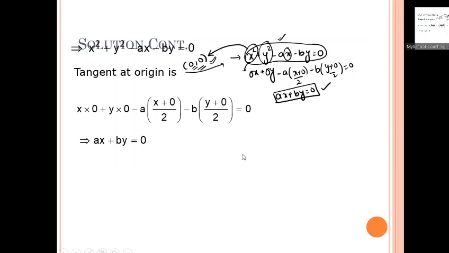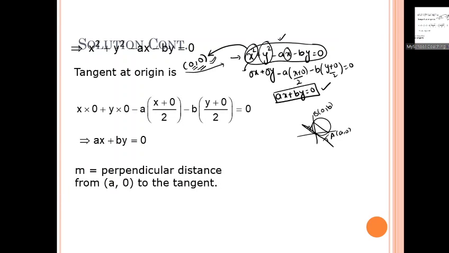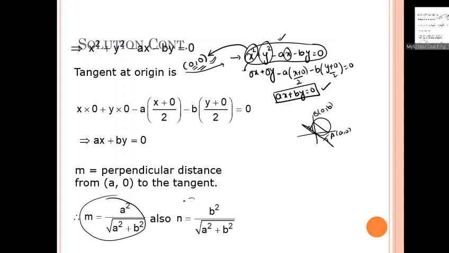Okay. So next, what should you do? What will be the next step? Sir, find the perpendicular distance. You have now got the circle, you have the tangent, you have the points (a, 0) and (0, b). So now obviously you're going to find the perpendicular distances, right? So m is the perpendicular distance. Can you find this by yourself?